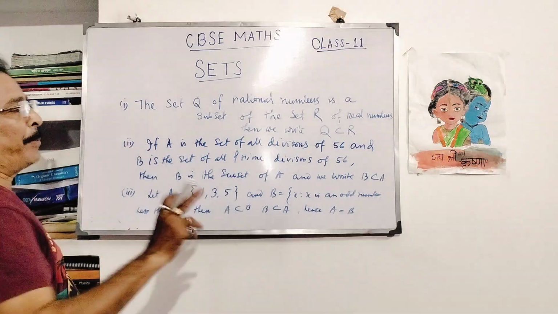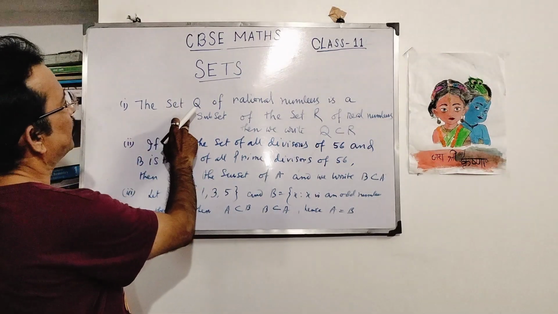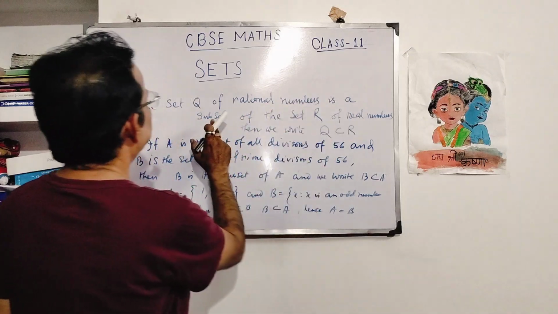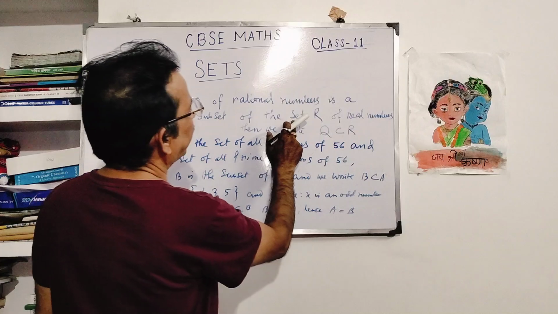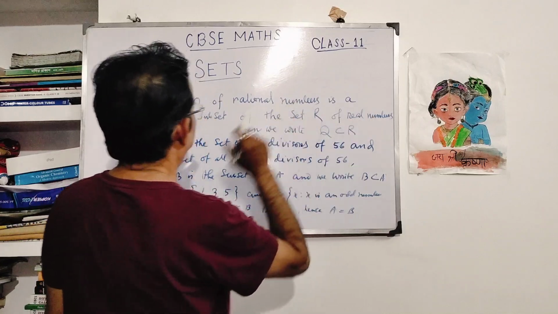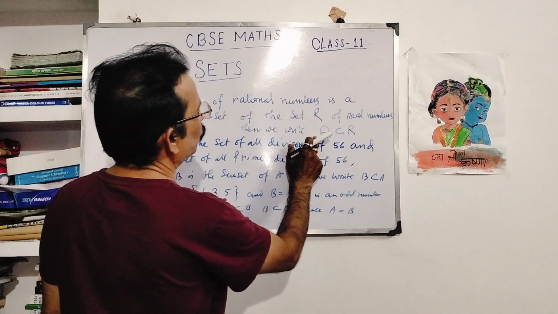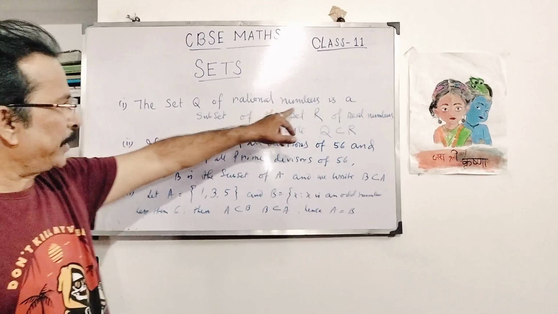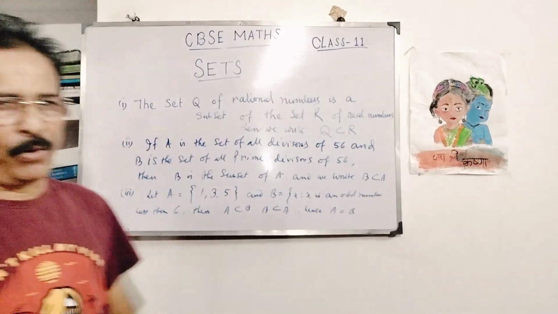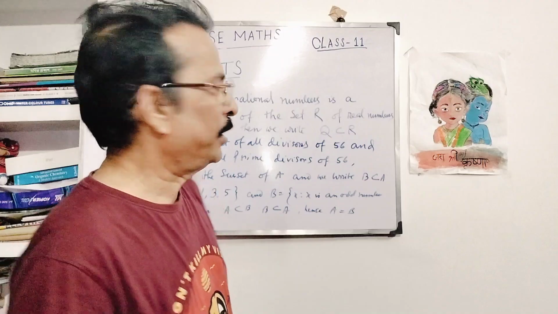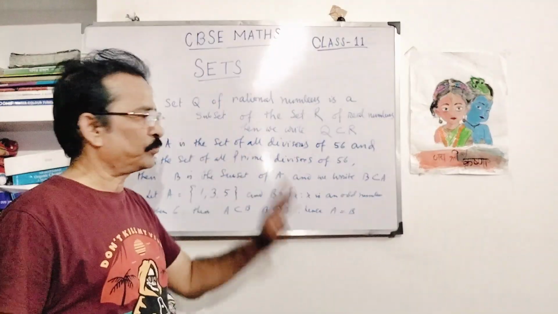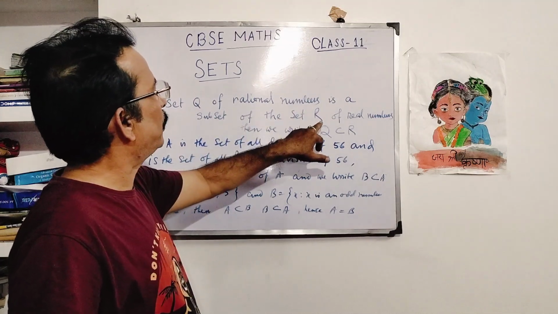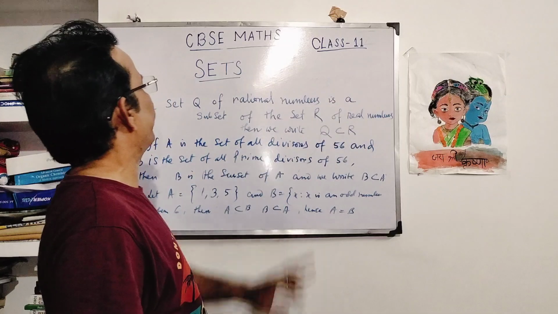Example number one. The set Q of rational numbers is a subset of the set R of real numbers. Then we write Q subset R. The set of all rational numbers, set Q, is a subset of the set R of real numbers.